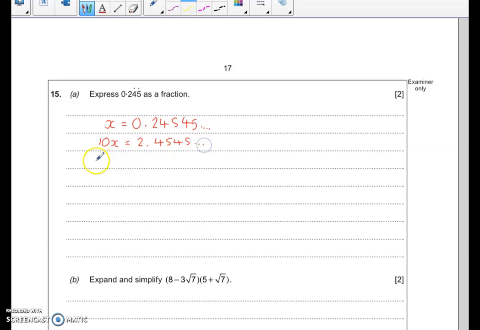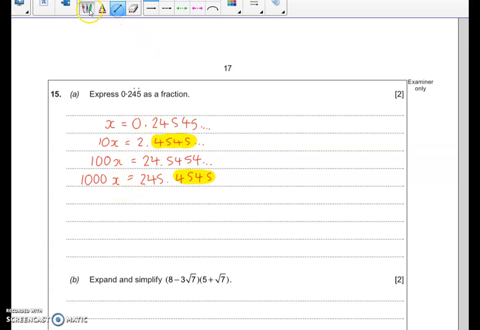2.4545, so they don't match. And 100x would be 24.5454, so none of those match. And then 1000x is 245.4545, and we've seen that before. So that bit there after the decimal point matches up with that row there.